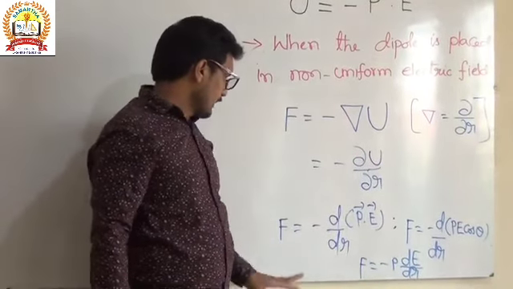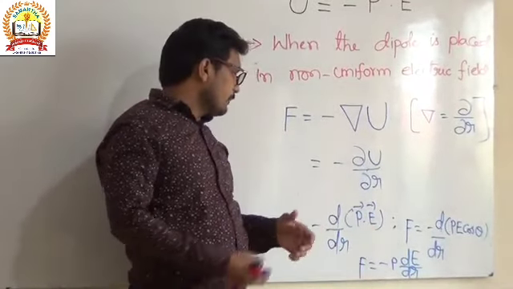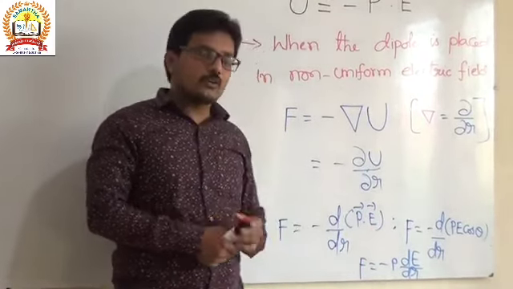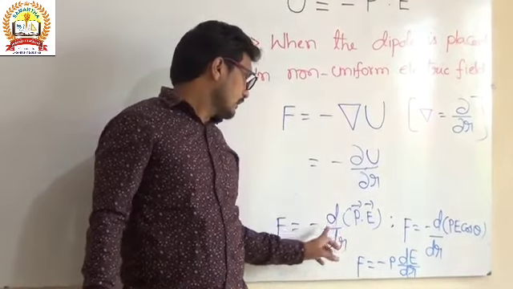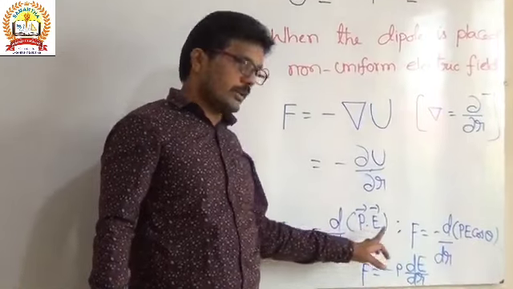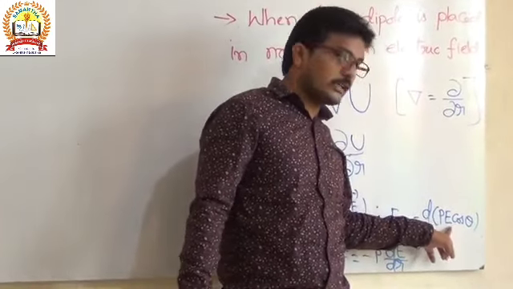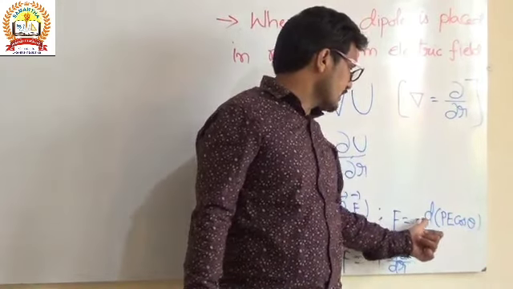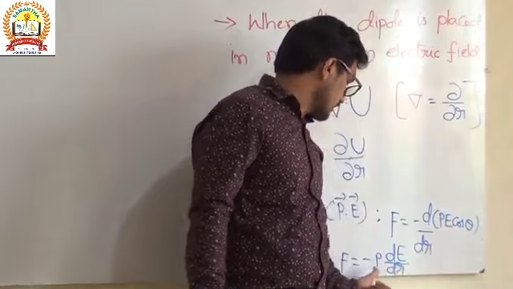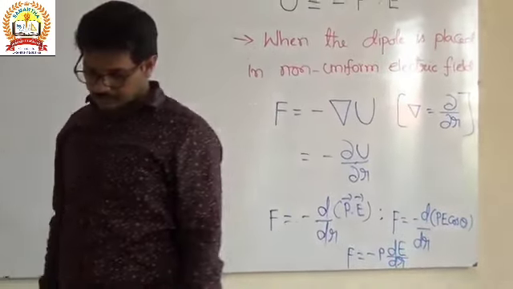minus dU by dr, and here U is minus p vector dot E vector. When the dipole moment is along the direction of r, then F is minus d by dr of p vector dot E vector. And suppose the dipole moment and the electric field are along the same direction, then the force is minus d by dr of p cos theta E, and it becomes minus p into dE by dr.